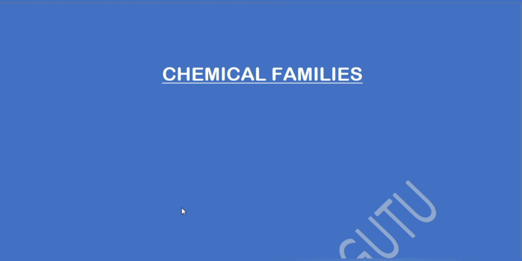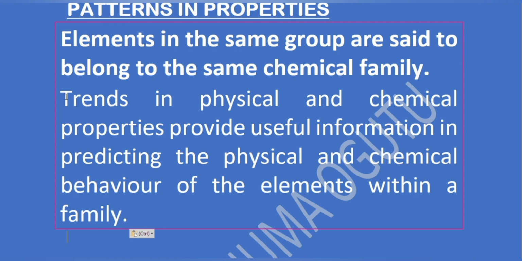Now we'll be learning about the properties that make them to be called a family. We'll have patterns in properties that make them to be called a family. So elements in the same group are said to belong to the same chemical family. Now we are using the group. Trends in physical and chemical properties provide useful information in predicting the physical and chemical behavior of the elements within a family.